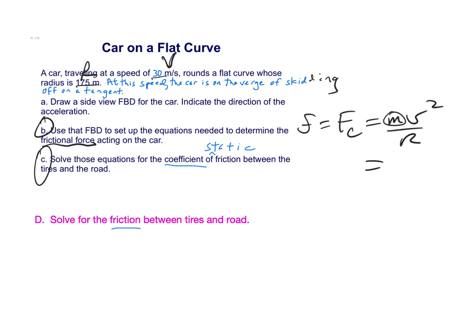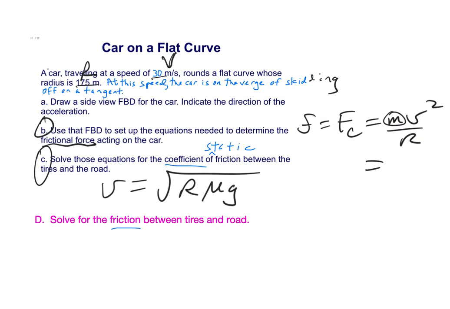Okay, so let's just solve these. Sorry. So let's solve for the coefficient of static friction. That's the only thing I really can do right now, because I didn't give you the mass of the car. So we know that V equals the square root of R mu G.